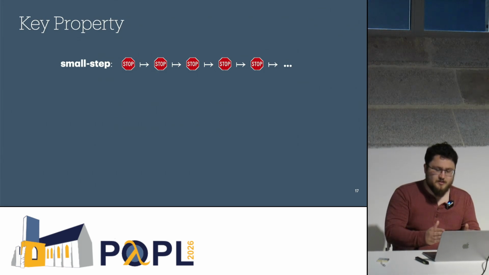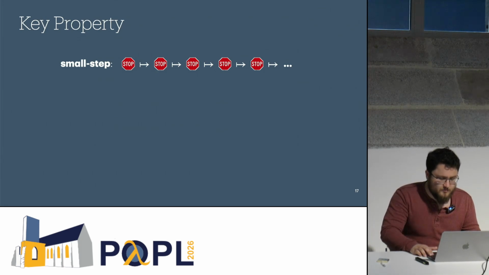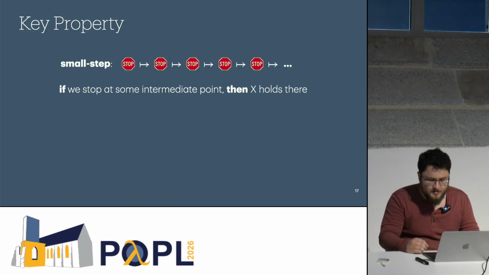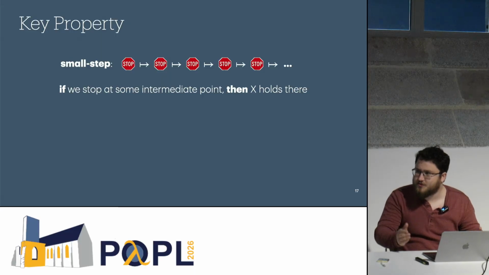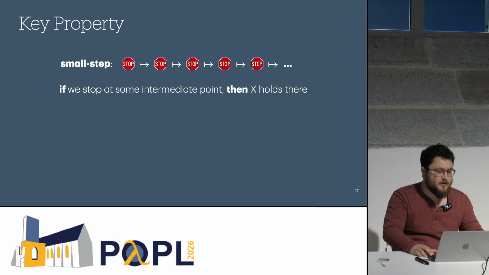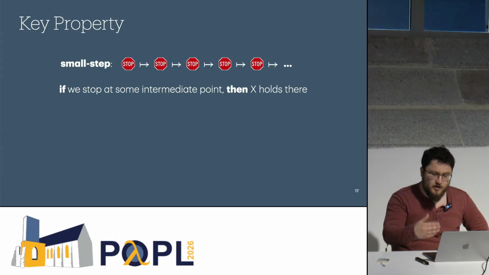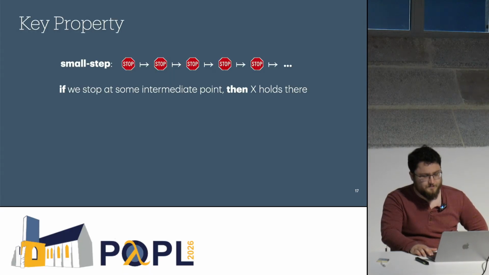Considering all the places we can stop gives us a very easy form of theorem statement. If we can stop at some intermediate point, then x holds there, where x is just whatever property we're interested in, like type preservation. And this shows that x holds as an invariant across all of computation, infinite or otherwise.